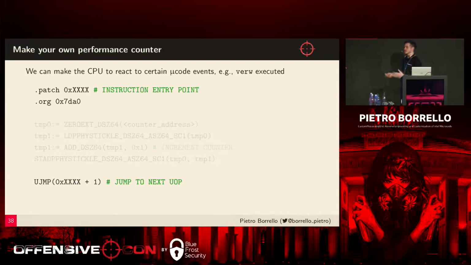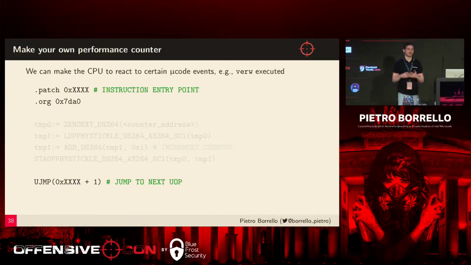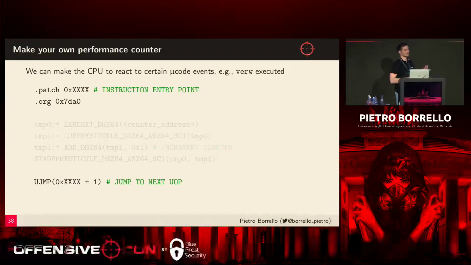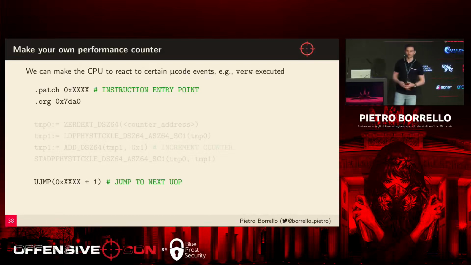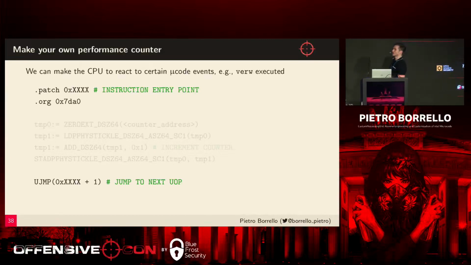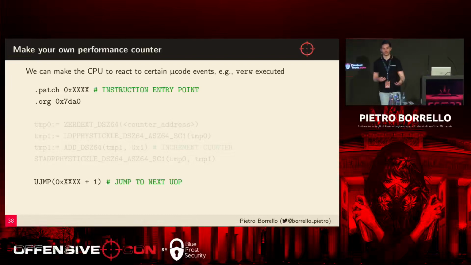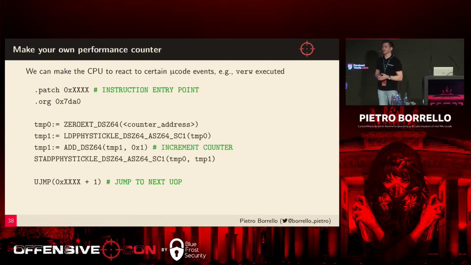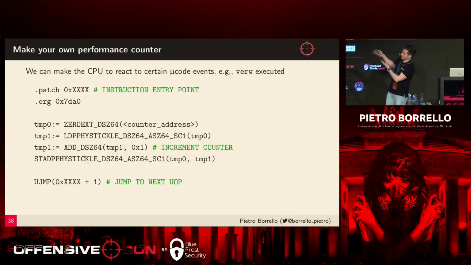In this example, let's measure the number of times a particular instruction is executed, like VERW, which is often used by Intel for implementing security mitigations. If you want to assess the overhead of that mitigation, you need the number of times that instruction is being executed, but you don't have a performance counter for that. Well, in 4 lines of microcode patch, you implement an increment counter operation that updates a counter every time that instruction is executed.